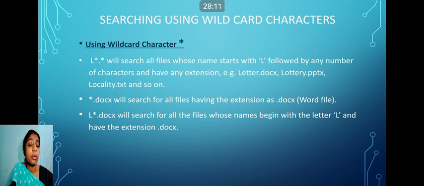Suppose you remember that the file name starts with L and the extension is also docx, but you are not remembering how many characters were there in the file name. So what will I write? L star dot docx. If you remember this much, that your file name was starting with L and your document type was a Word type, then by writing L star dot docx, all the Word files starting with the alphabet L will be listed in your search list.